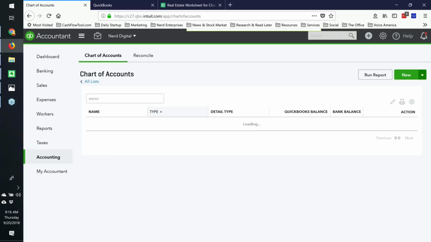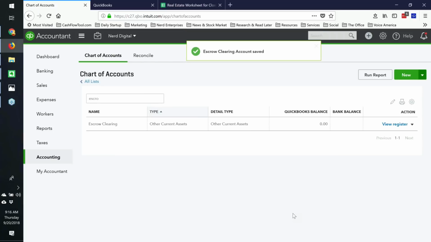So as I'm writing checks and funding money into escrow, it goes in, and then when I record the settlement statement, I'm going to take certain line items right out of escrow clearing as part of the settlement, and that's going to zero out.